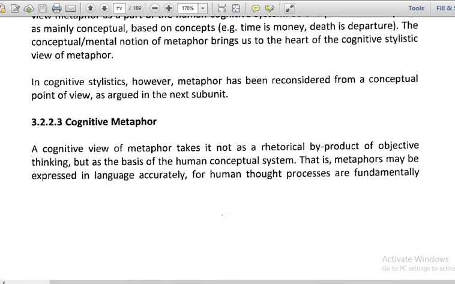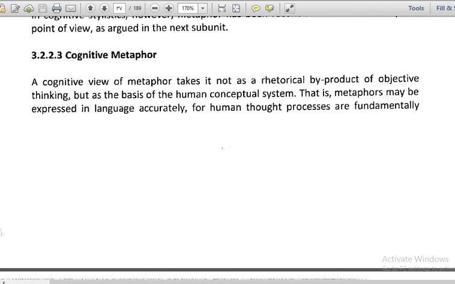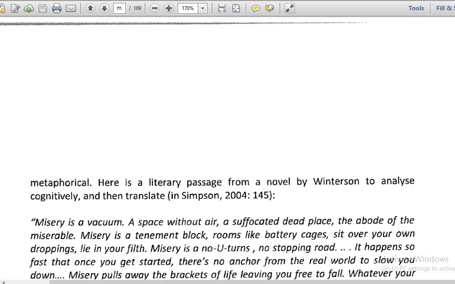In page 37, we have another feature of literary texts, which is cognitive metaphor. A cognitive view of metaphor takes it not as a rhetorical byproduct of objective thinking, but as the basis of the human conceptual system, what we call الاستعارات المعرفية. That is, metaphors may be expressed in language accurately, for human thought processes are fundamentally metaphorical.